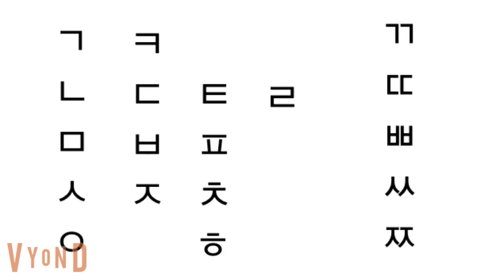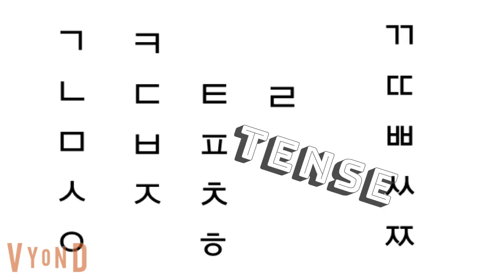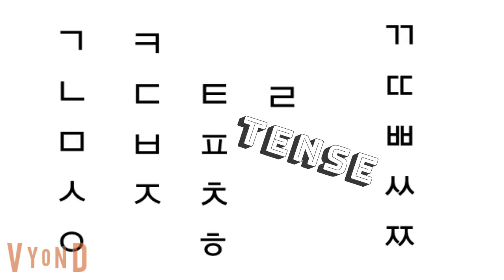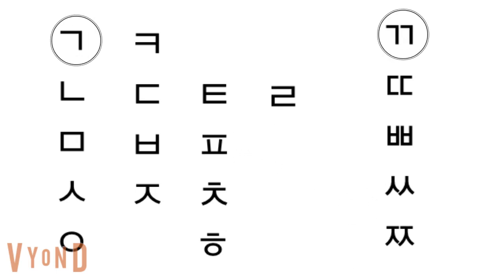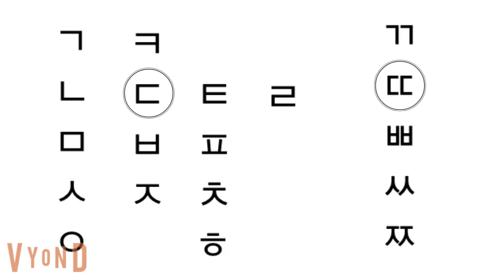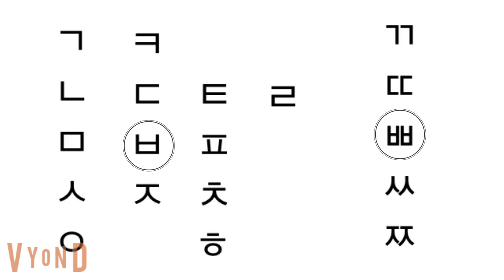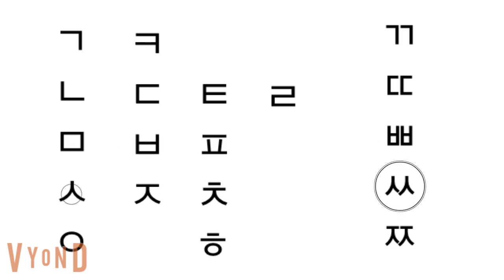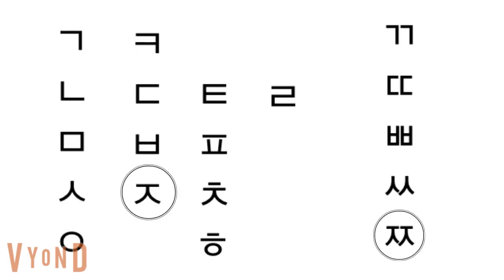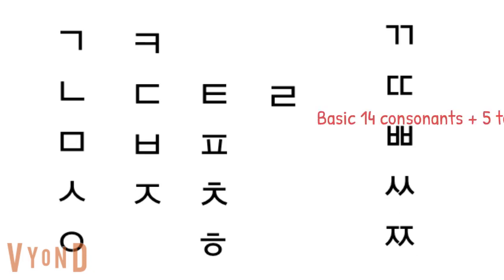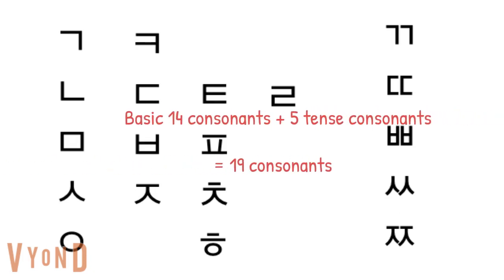Now we're gonna add 5 more consonants, which are tense versions of the 5 consonants that we already talked about. So you double 기역 to make 쌍기역, 그, 끄. You double 디귿 and make 쌍디귿, 드, 뜨. 비읍 to make 쌍비읍, 브, 뿌. 시옷 to make 쌍시옷, 스, 스. And 지읒 to make 쌍지읒, 즈, 즈. Now we covered all 19 consonants.